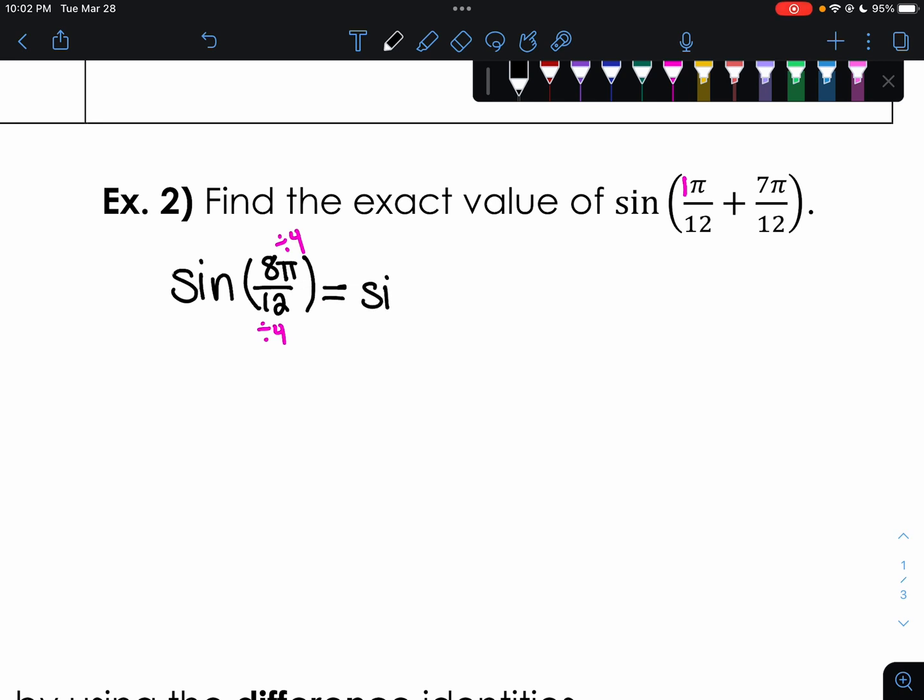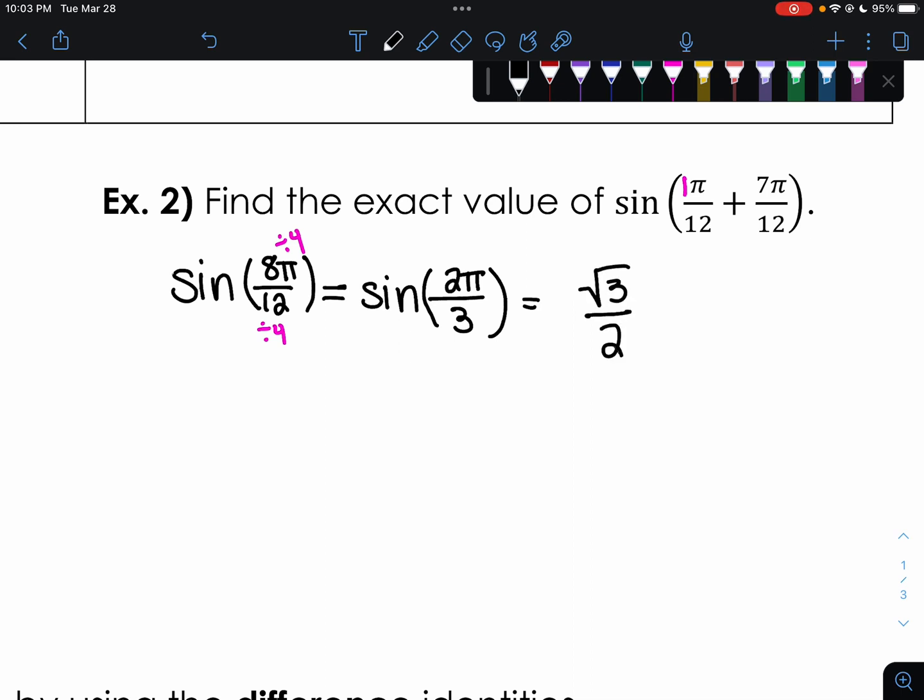So I get sine of 8 divided by 4, which is 2 pi, and 12 divided by 4 is 3. 2 pi over 3 is an angle we should know. So to find sine, we're going to put down the index finger, and we see that we have 3 fingers left in the denominator. So I get rad 3 over 2.